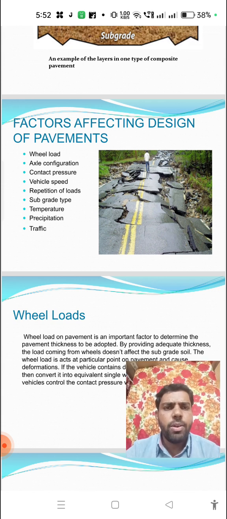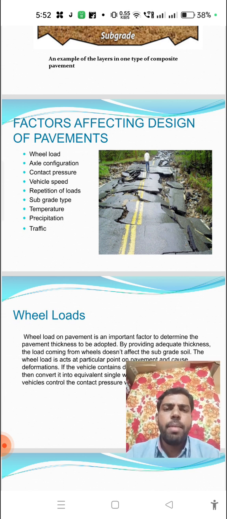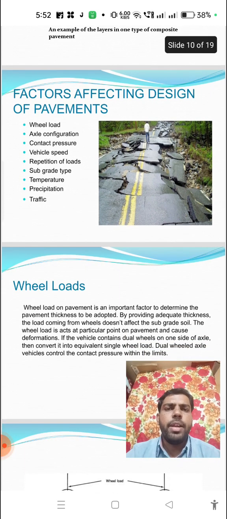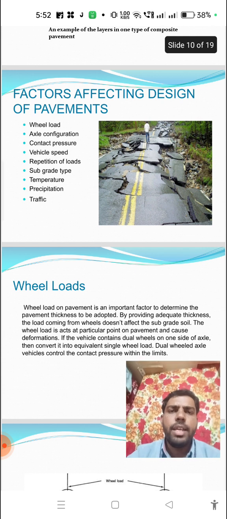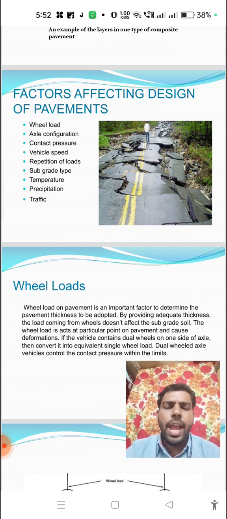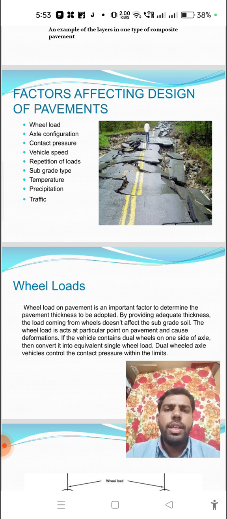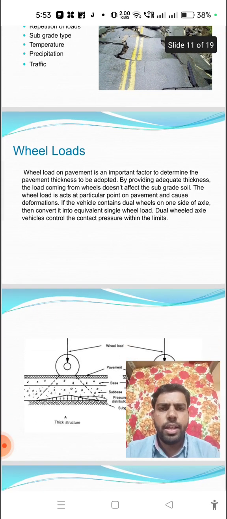This figure shows a flexible pavement. Under weathering effects, the road can be destroyed under several conditions. These parameters are very useful to consider in the design of a pavement. What are the parameters we consider? First of all, wheel load and axle configuration, contact pressure, vehicle speed, repetition of loads, subgrade type, temperature, precipitation, traffic, etc. We will discuss these one by one next.